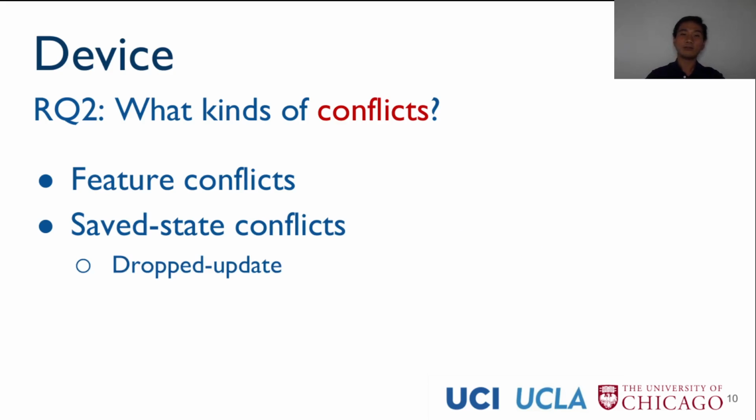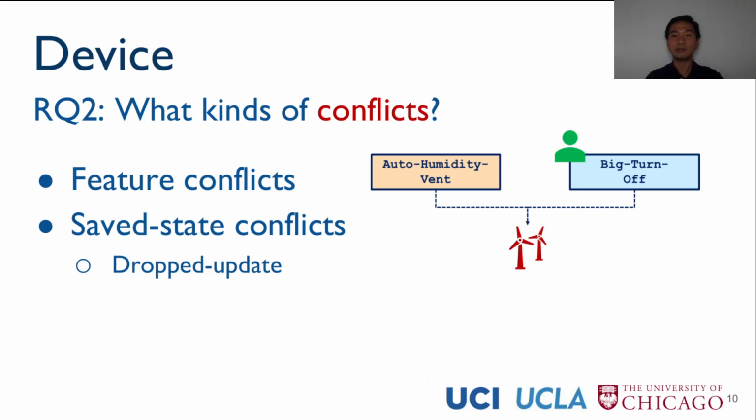In another scenario, we found a pair of apps called the auto humidity vent and big turn-off apps. They both control the fan. Let's suppose that the auto humidity vent app turns on a fan and stores the fan state in its local state variable. Using the big turn-off app, a user can turn off the fan, but this update will not be captured in the auto humidity vent's local variable. This may cause the auto humidity vent app to stop functioning because it is unaware that the big turn-off app has turned off the fan.